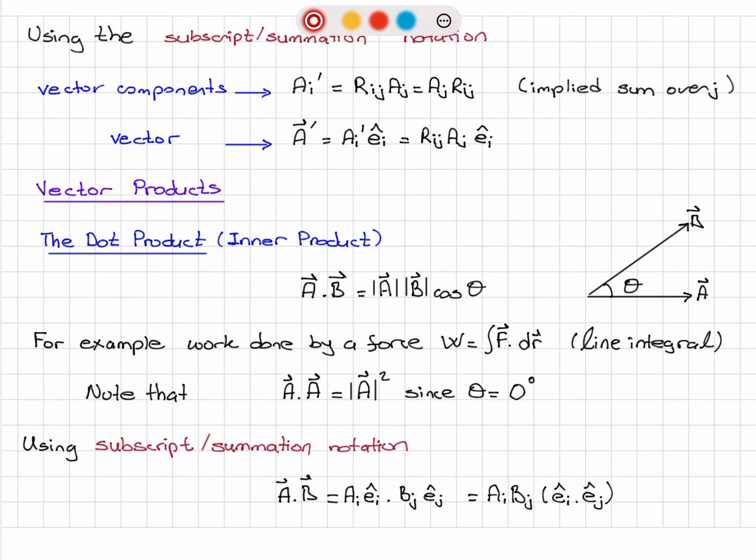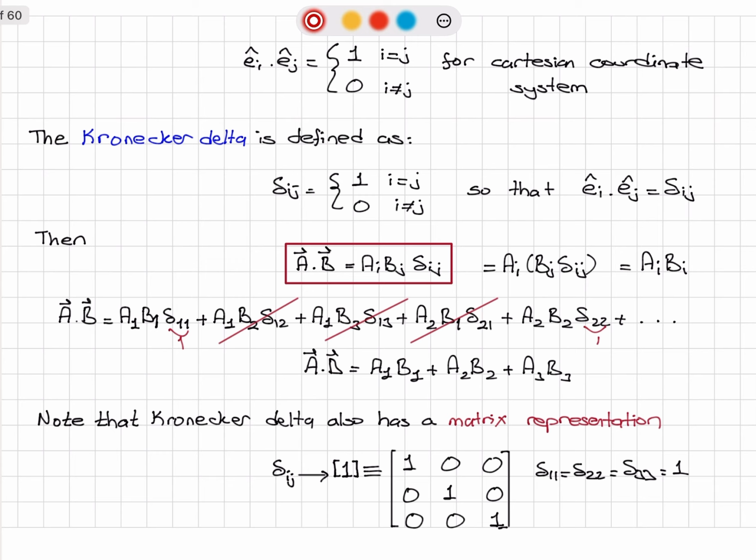Using subscript summation notation, this can be written as AiBj Kronecker delta ij, where Kronecker delta ij is equal to 1 if the two indices are the same. It's 0 if they are not the same. And that's basically giving me the orthonormal unit vectors dot product.